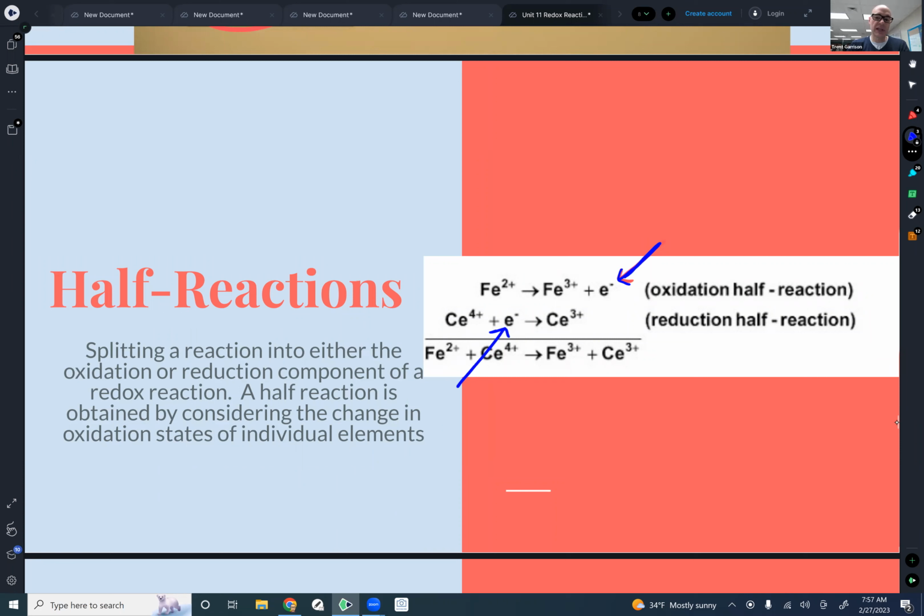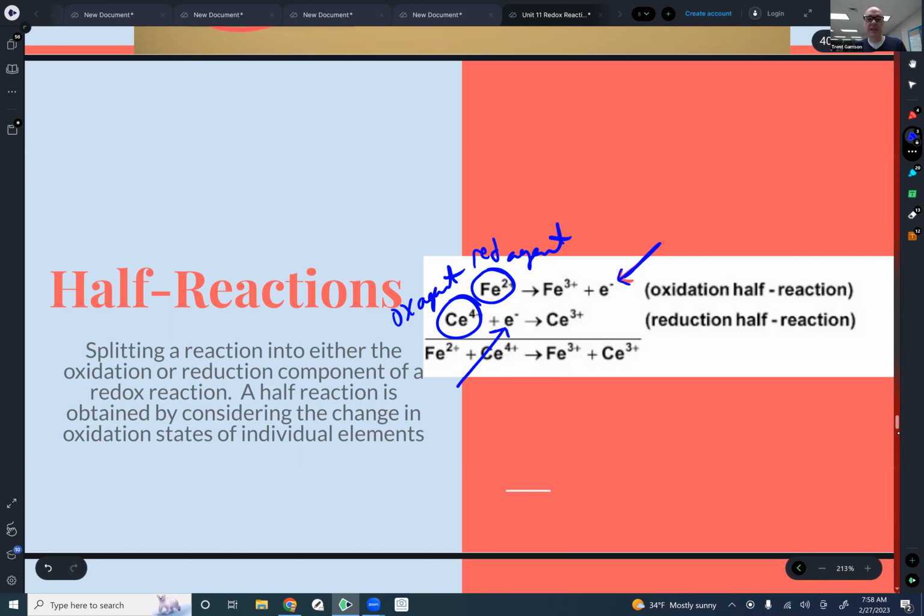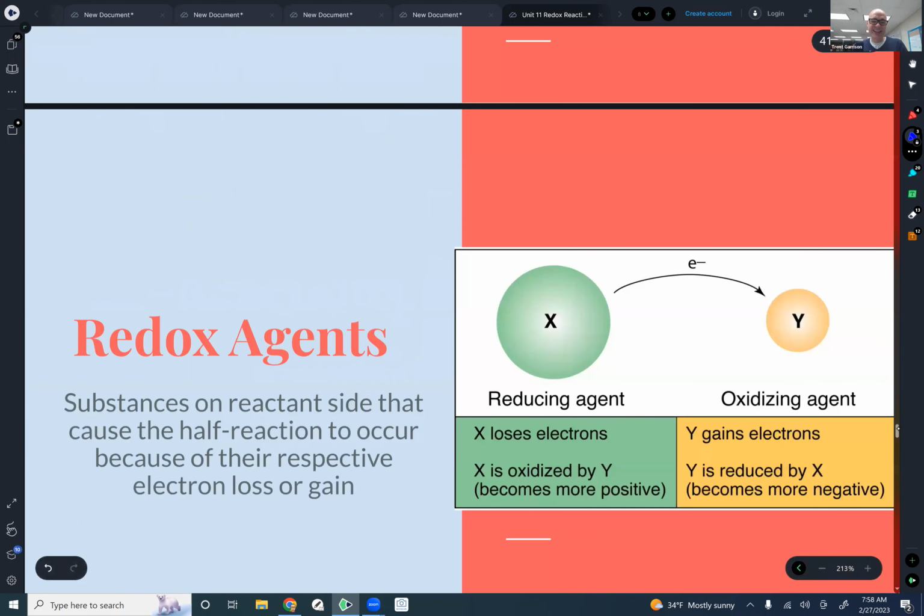If there is an electron on the left side, that means the electron has been given to it. It is taking the electron. That is a reduction process. Now, let's keep in mind what terms we just discussed. If this is oxidation for iron, that means this is the reducing agent. If this cerium is gaining an electron, it has gone through reduction. That means that this is the oxidizing agent. Okay, now that we understand that process, here it is reiterated, the agents. The reducing agent is the one that causes oxidation. The oxidizing agent is the one that causes reduction.